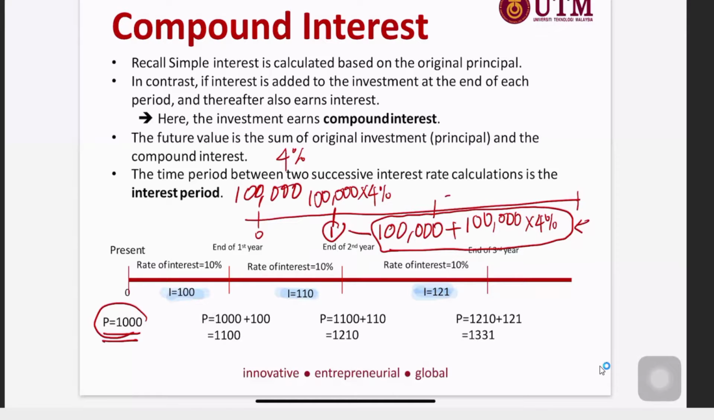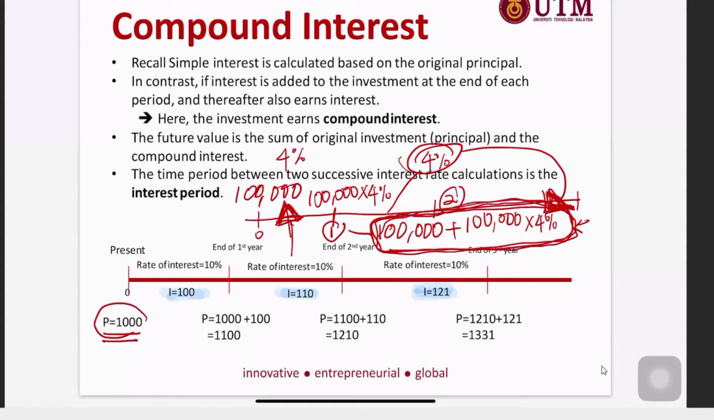After that, during your second year, the good thing about ASB is that your dividend rate is still 4%. This 4% dividend rate will be charged to this new reinvestment. So the bank will take this money to make a new investment. This is what we call the reinvestment amount. So this 4% will be charged to the reinvestment amount, and therefore your interest will increase as compared to the previous one.